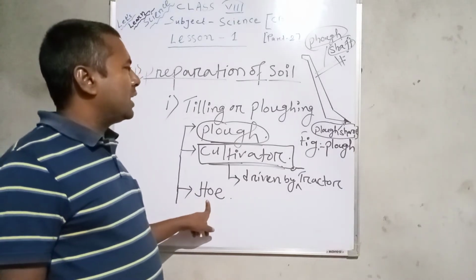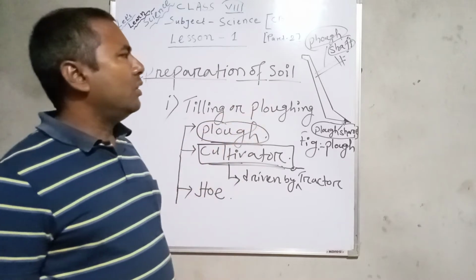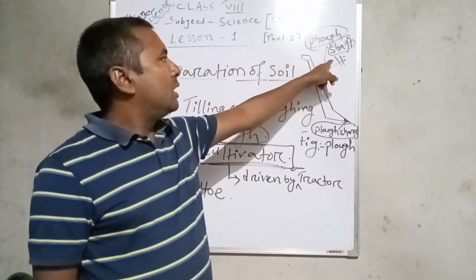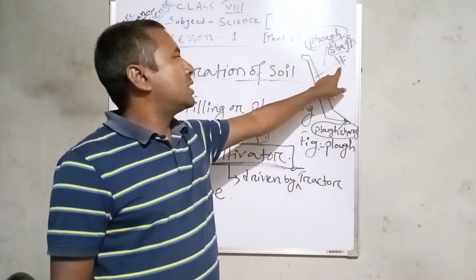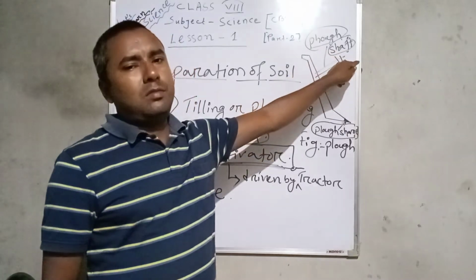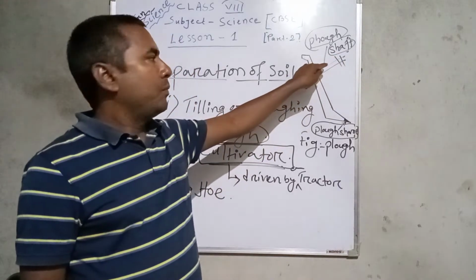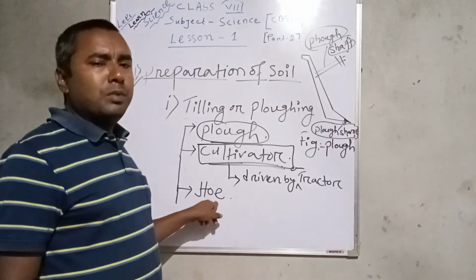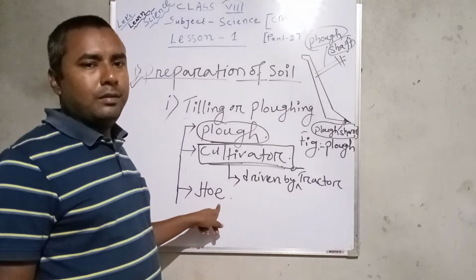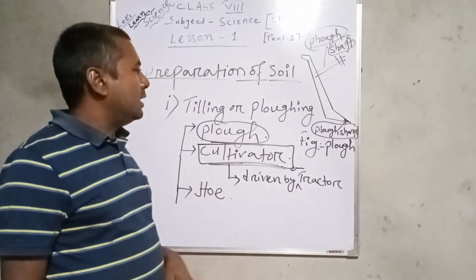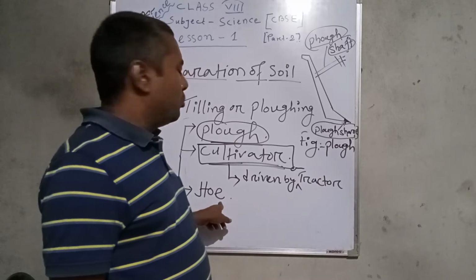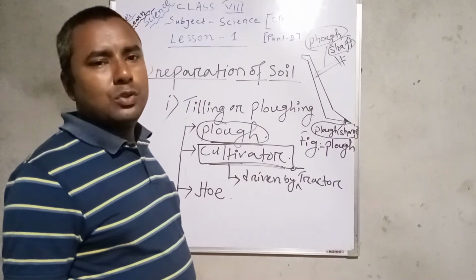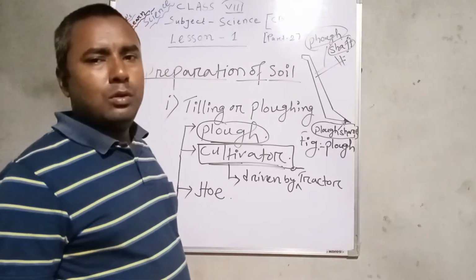Now the question is, how does it look? It looks somewhat like the plow, but the plow shaft structure is absent. It is totally straight, and this portion is not there. This one is used manually by men, and it has a broad iron blade to cut through the soil and to loosen the soil.